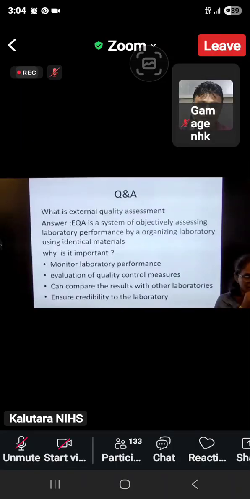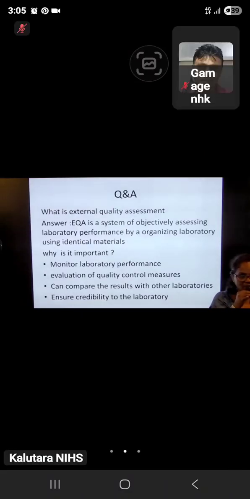Actually, this is a past paper question, I think. What is external quality assessment? External quality assessment is a system of objectively assessing.